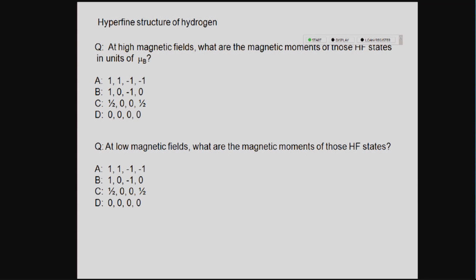And I'm asking you now about the limits of high and low field, first at high fields and then at low fields. And the question is, what are the magnetic moments of those hyperfine states? And we neglect the nuclear magneton compared to the Bohr magneton. So what are the magnetic moments of those hyperfine states in units of the Bohr magneton?